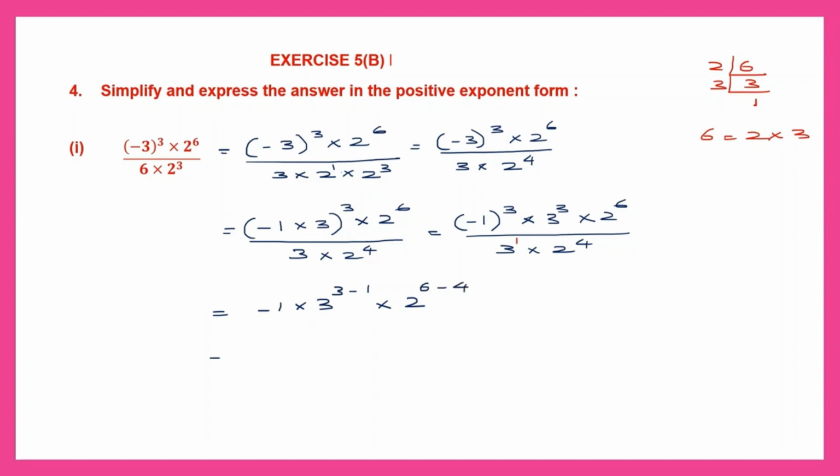So now what do we have here? Minus 1 into 3 to the power of 3 minus 1 is 3 to the power of 2, into 2 to the power of 6 minus 4 is 2 to the power of 2. 6 minus 4 is 2. So now to get a final answer, we can take minus 1 and multiply it with 3, or we can multiply it with 2. Since 2 is a smaller number, let's multiply with 2. So minus 1 into 2 will be minus 2, isn't it? (Minus 2) raised to the power of 2, and the other number is 3 raised to the power of 2.